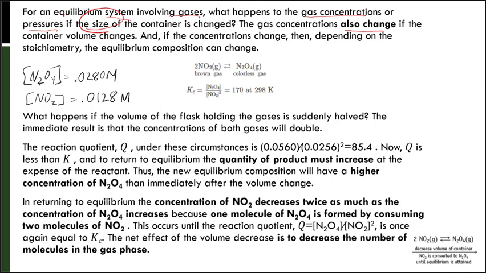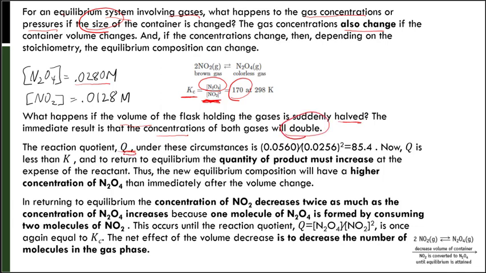Let's say that I started with a concentration of N2O4 being 0.0280 and NO2 being 0.0128. So if I plug all that in, I get a Kc of 170. But if the volume of the flask holding the gases is suddenly cut in half, the immediate result is that the concentrations of both of the gases will double.